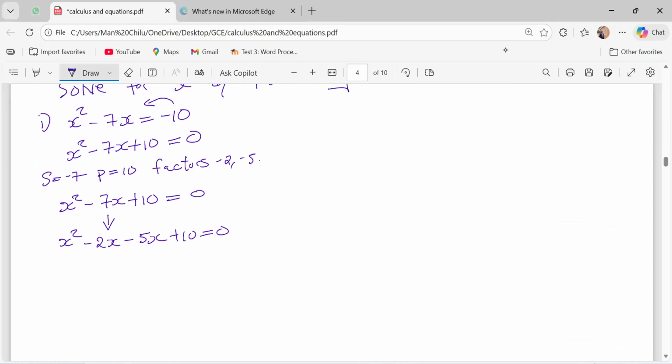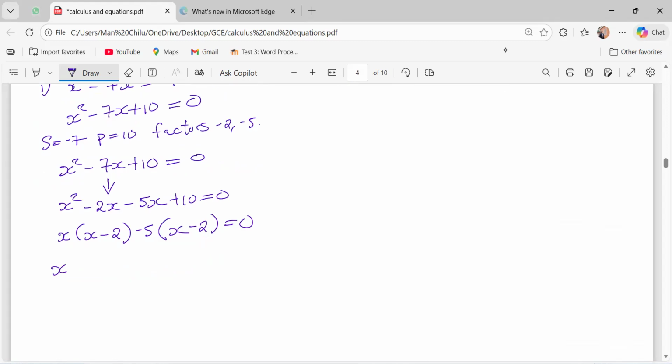So we have two x's there. One x will be outside, the other one will be inside the bracket. X into negative 2x, that will be negative 2. And where there's negative 5x, say negative 5. Open bracket to put x there, negative 5 into positive 10, that's negative 2, is equal to 0. So x minus 5 will be equal to 0, and x minus 2 will be equal to 0. So x will be equal to positive 5, and x will be equal to positive 2.